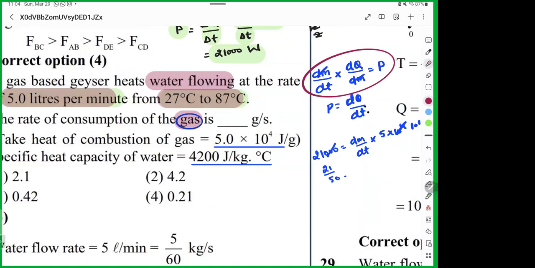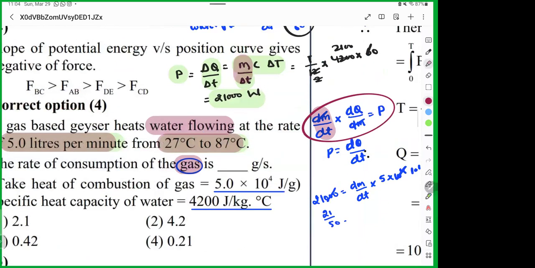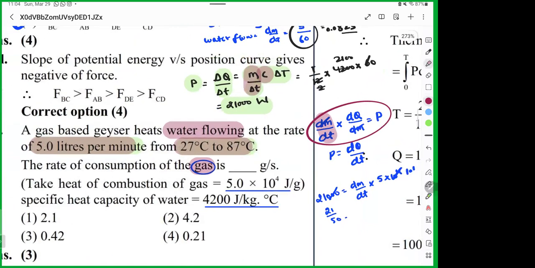is like how much gas is consumed. This dm by dt is how much water is coming out, and for water we have C value. Everybody understood, guys? Yes sir. For water, temperature is changing, not for the gas. For water we have C value, for water we have dm by dt.